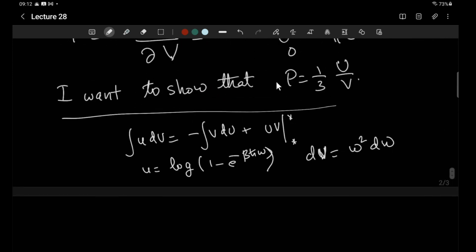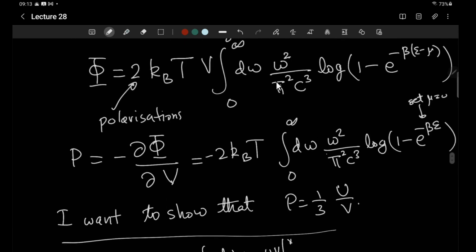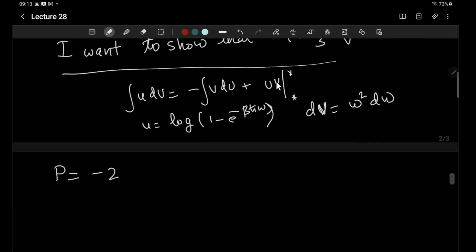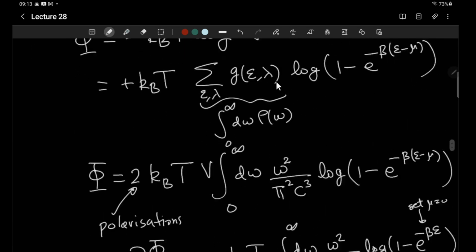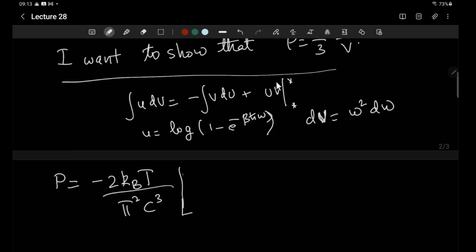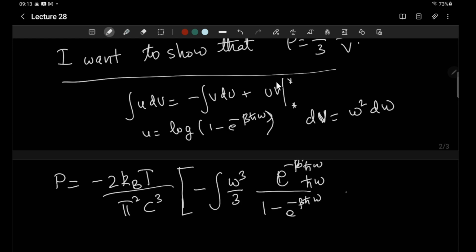Okay, so let's do this integration. So we get P equal to, what was the terms? Minus 2 k_B T, now open brackets, and the first thing to do is v du. So we have minus integral, v is omega cubed by 3, du, which is 1 by 1 minus e to the minus beta h cross omega times e. Then we have to take the derivative; there are a couple of minus signs which I'll just ignore. Plus uv.